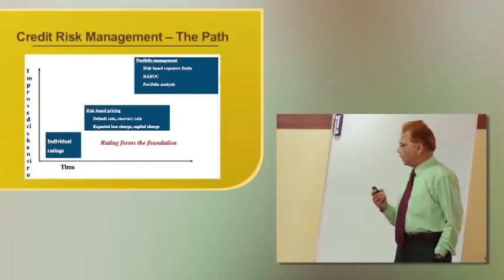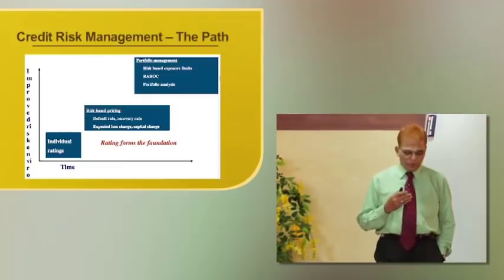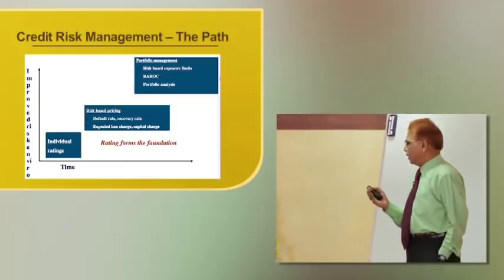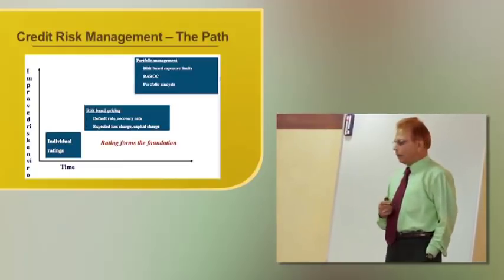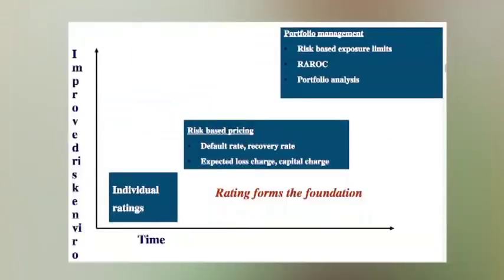Now, depending on the risk environment and the quality of risk management proficiency within the bank, this is the path for managing the credit risk in the bank. The first, of course, starts with the individual rating of the corporates. Then comes the risk-based pricing. We have seen that the bank should be in a position to calculate the default rate and the recovery rate, keeping the historical record of the recoveries and the defaults within the bank. And then based on that, expected loss charge and capital charge need to be loaded in the pricing when we are lending.